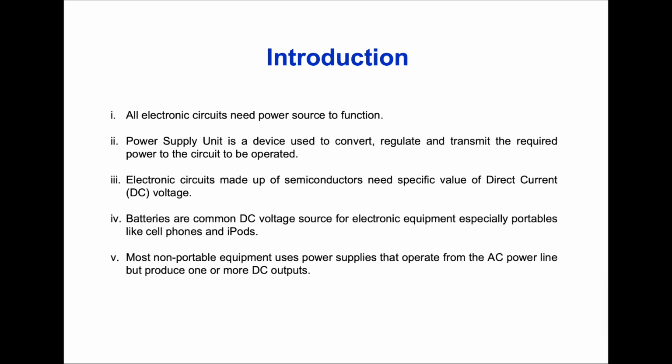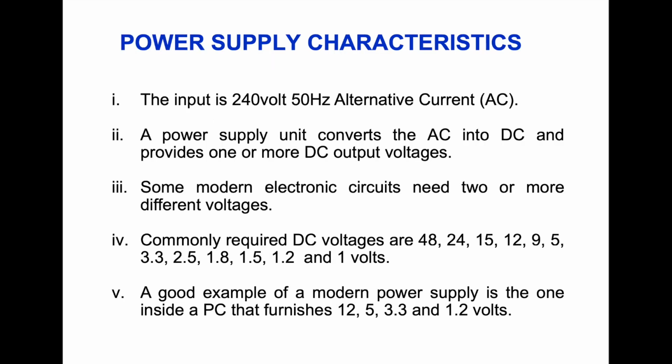A power supply unit is a device used to convert, regulate and transmit the required power to the circuit to be operated. Electronic circuits made up of semiconductors need a specific value of direct current or DC voltage, and batteries are a common DC voltage source for electronic equipment, especially portables like cell phones and iPods. Most non-portable equipment uses power supplies that operate from the AC power line but produce one or more DC outputs.